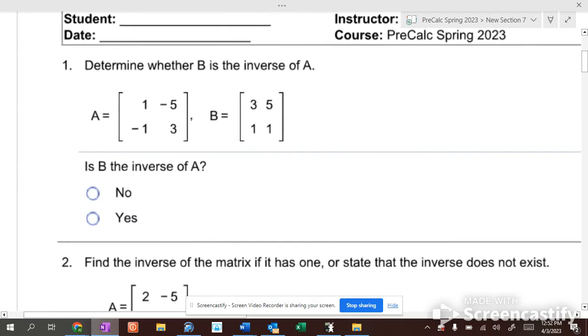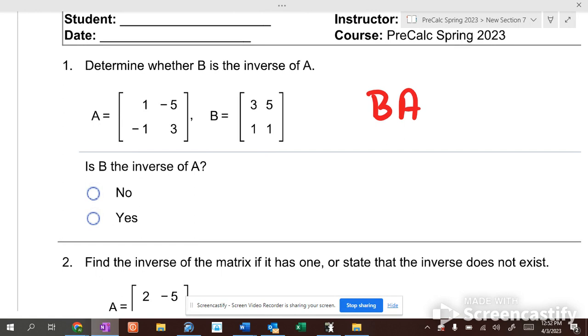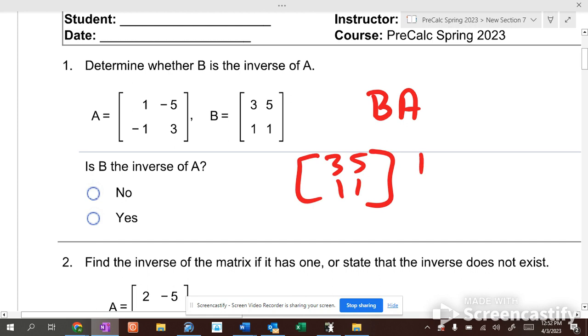Okay. Determine whether B is an inverse of A. How can we determine if B is an inverse of A? How about we take B times A? Because if we take B times A and we get the identity matrix, then it's an inverse. So 3, 5, 1, 1, 1, negative 5, negative 1, 3.